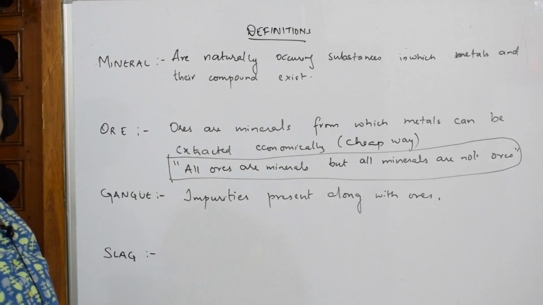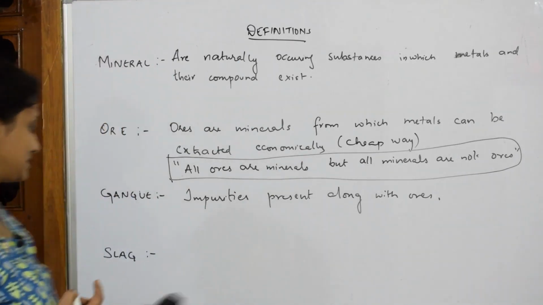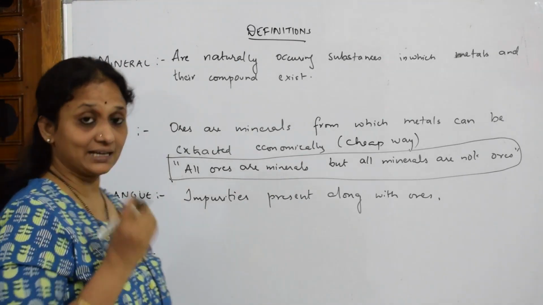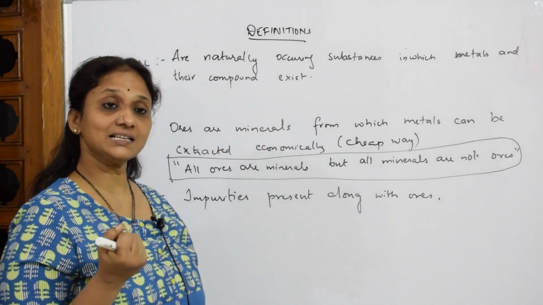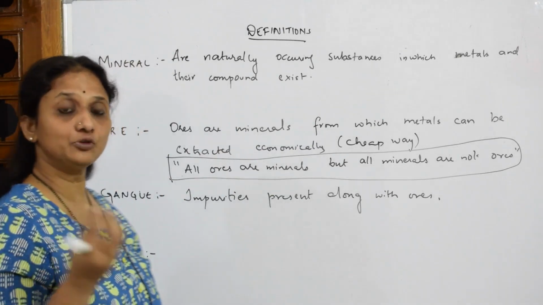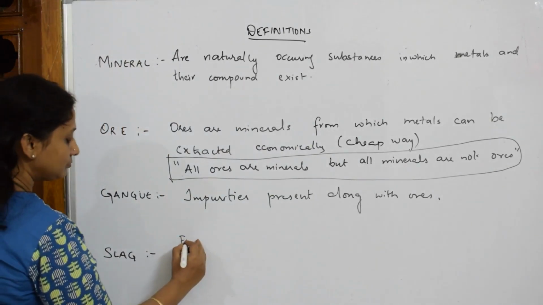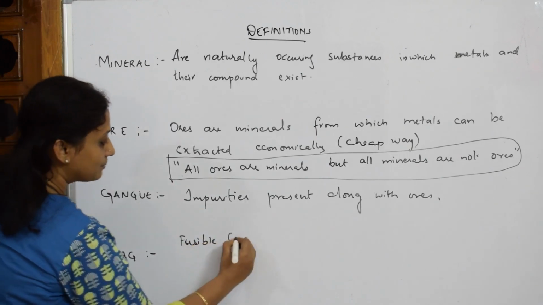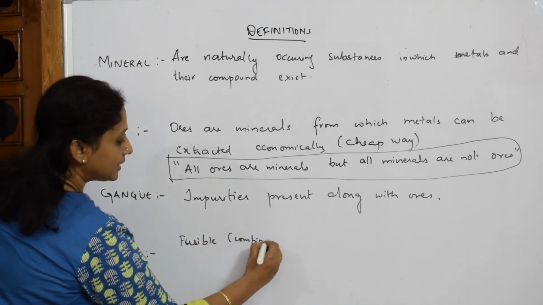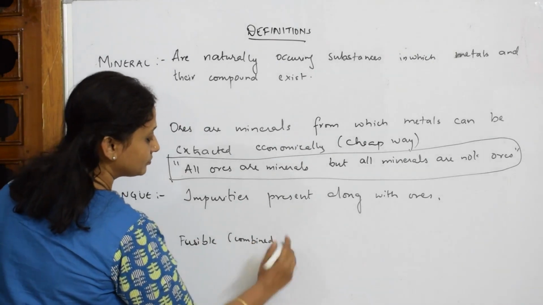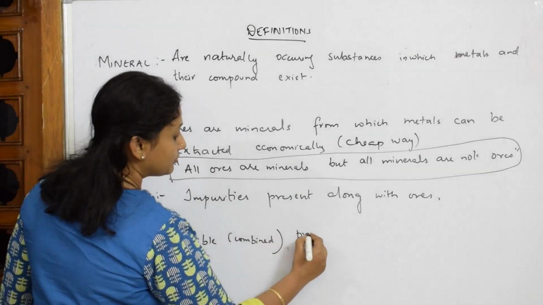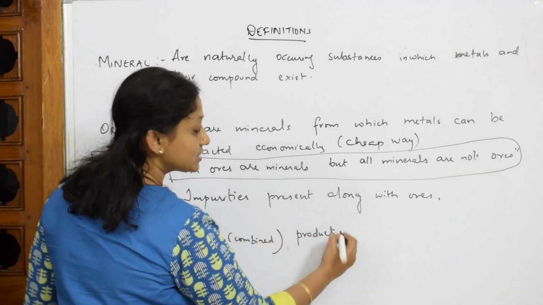We call one word slag, then we call flux also. Okay, let us see. What is slag actually? Slag is a combined product. That means it is a fusible product. Fusible product means combined product. When is it formed?